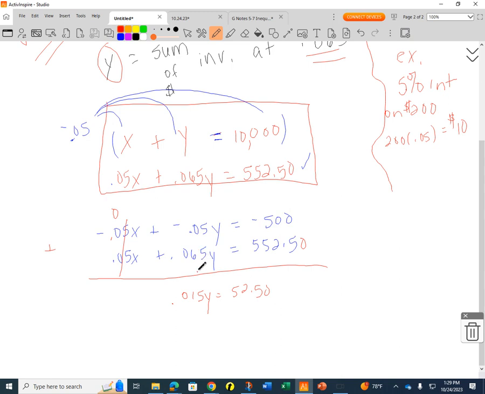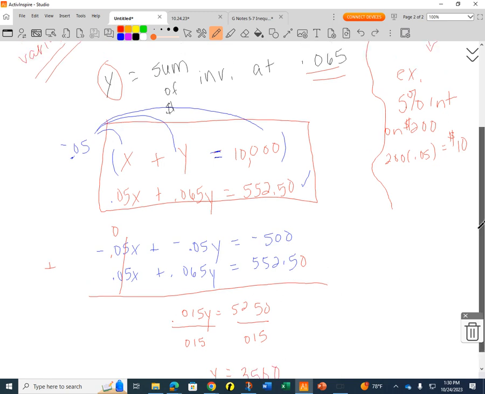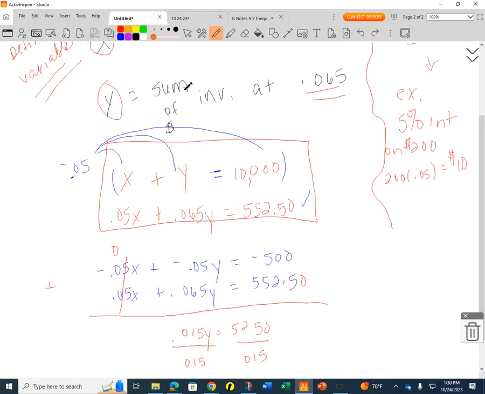So now this is 0.015 times y. We have to undo the multiplying by dividing. And that leaves me y here, and then on my calculator I'm going to divide 52.5 divided by 0.015 equals $3,500. $3,500, but remember what y represents. y represents a sum of money, so that first sum of money is $3,500.